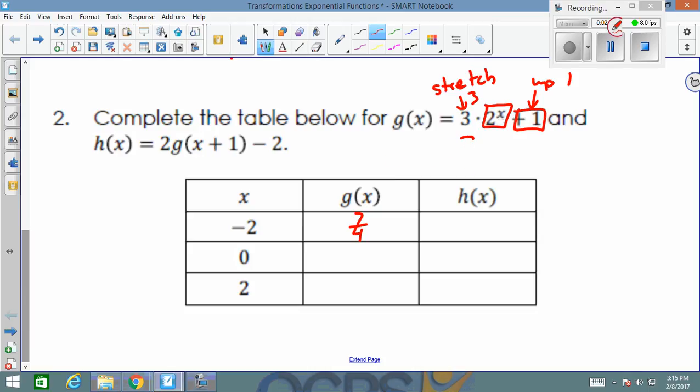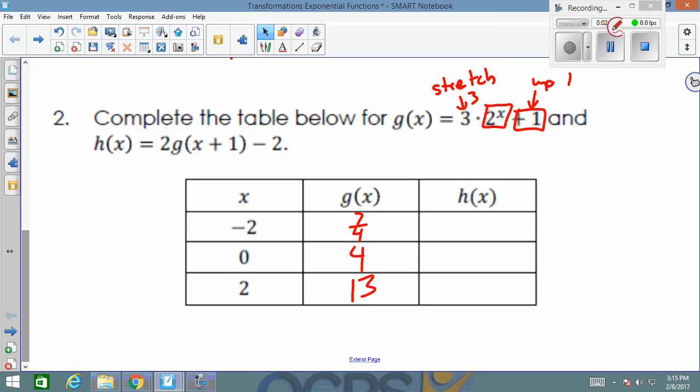Then we're going to put the 0 into that same g of x function. So 2 to the 0 here would be 1. 1 times 3 is 3. 3 plus 1 is 4. Then for the next one, 2 squared is 4. 4 times 3 is 12. 12 plus 1 is 13.